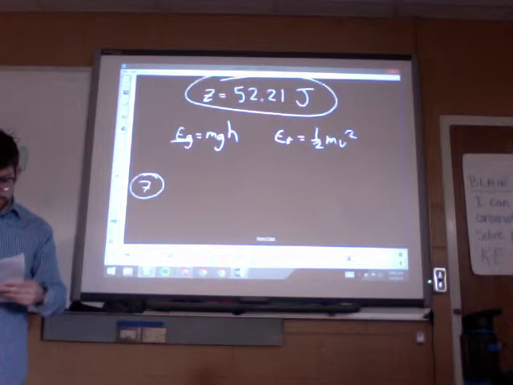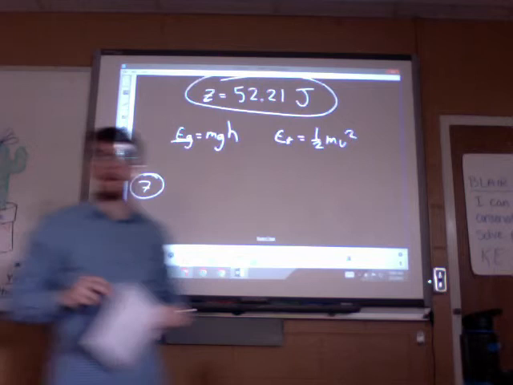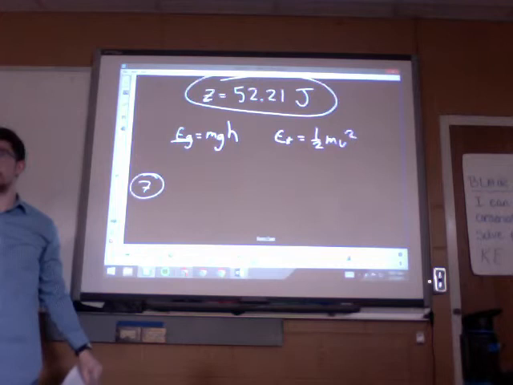Okay, for seven, it's basically we're repeating what we did in the lab. We're calculating mechanical energy.